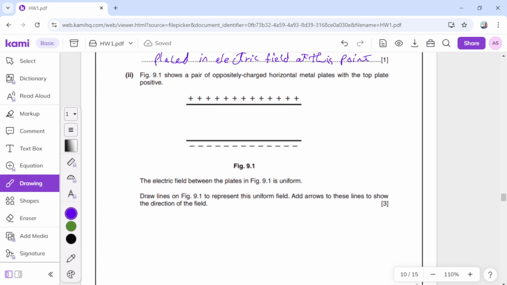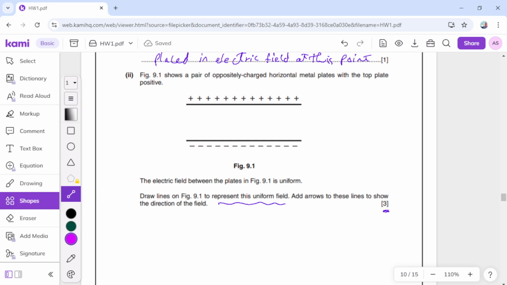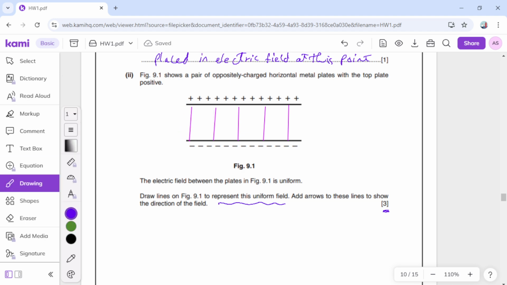Okay, now we have 3 marks here. He said draw lines on figure 9.1 to represent the uniform field. Uniform field: straight lines, and direction from positive to negative. From positive to negative, and keep equal distance. Next.